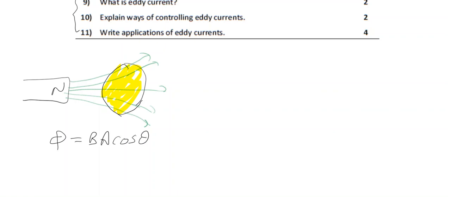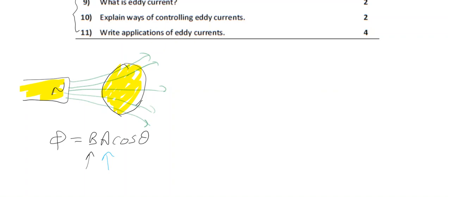So to change flux, you can either change B. How to change B? Two ways of changing magnetic induction. Either change the position of the magnet or move the magnet, or else move the coil. So there should be relative motion between the magnet and the coil. Then B can be changed. The second option is to change the area of the coil. That is what we are going to do in today's topic.